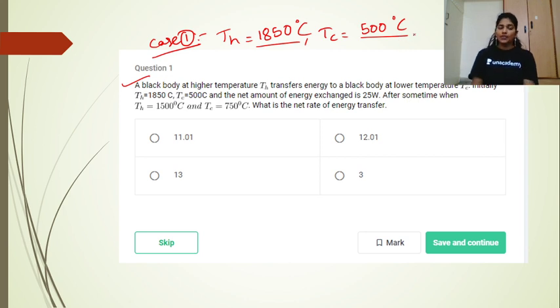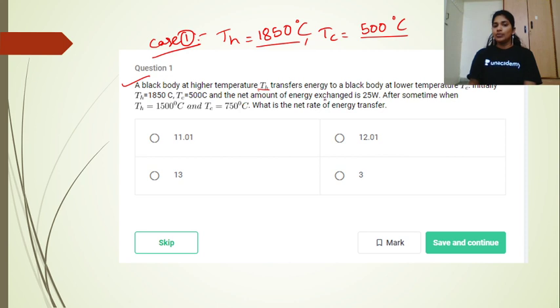Whenever you find temperature in degrees centigrade, you have to convert it into Kelvin. Because in radiation, whatever the laws we have, either the Stefan-Boltzmann law, Planck's law or Wien's law, the temperature used is absolute temperature, meaning temperature in degrees Kelvin. So first and foremost, convert this into degrees Kelvin.